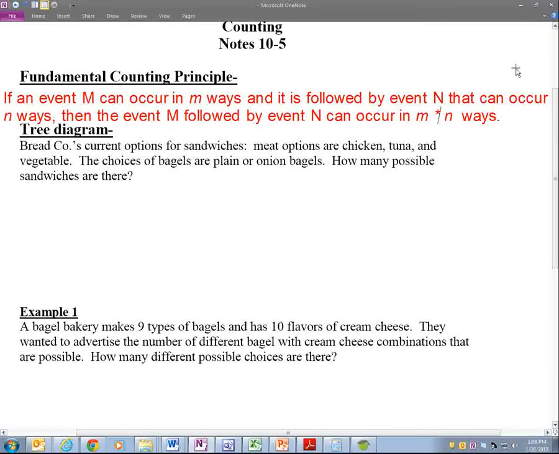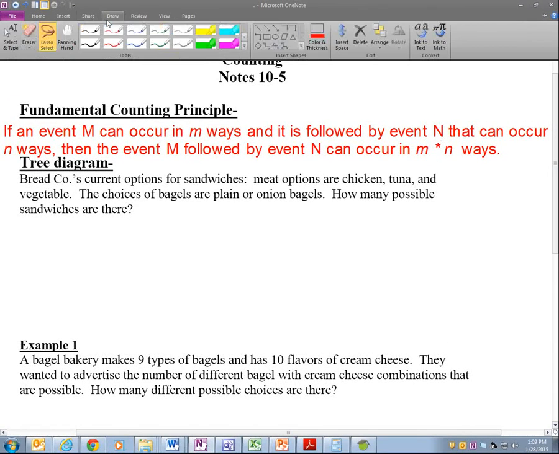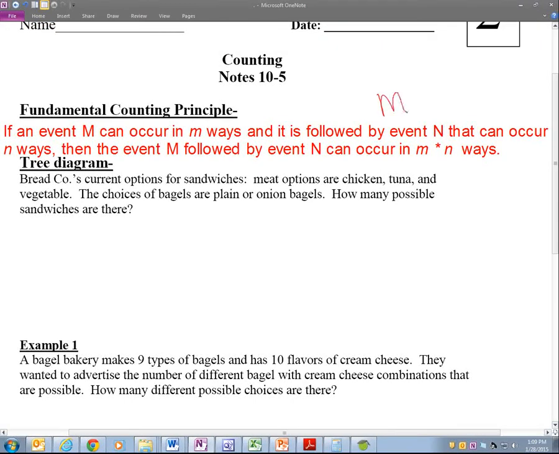If an event M can occur in lowercase m ways, and it is followed by an event N that can occur in lowercase n ways, then the event M followed by the event N can occur in m times n ways. M multiplied by N. So you could rewrite this like this: m times n equals ways or possibilities or choices or chances, that sort of thing.